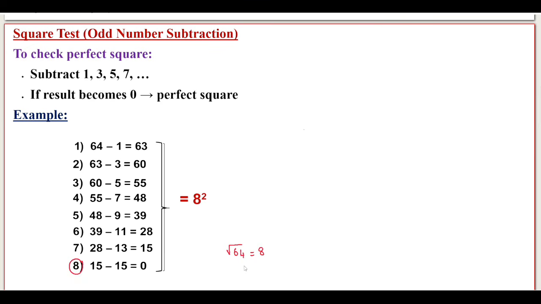That means we can say, in another way, 64 is a perfect square number. Square root I will be teaching now. From this you can just say that 64 is a perfect square number. Why? Because the result becomes 0. Hope you all have understood.